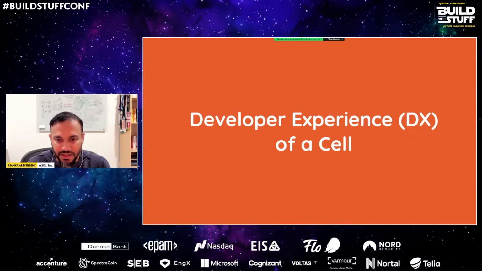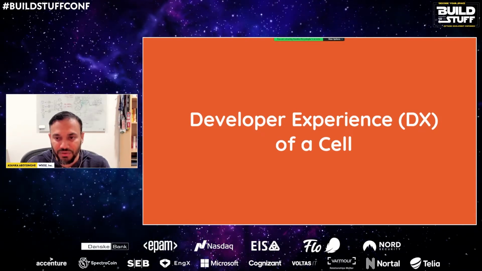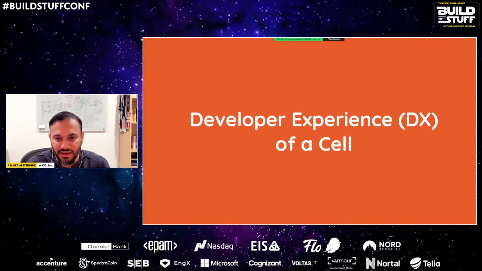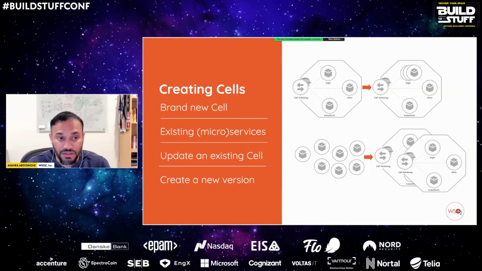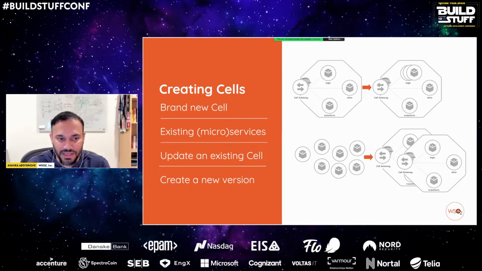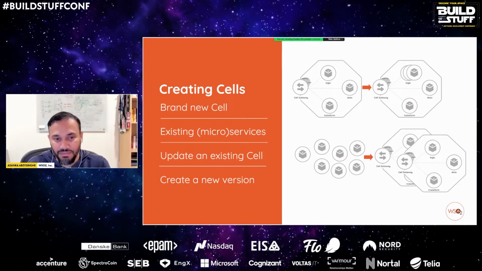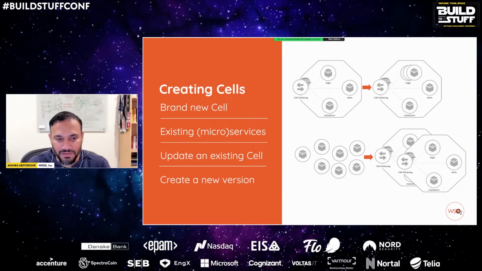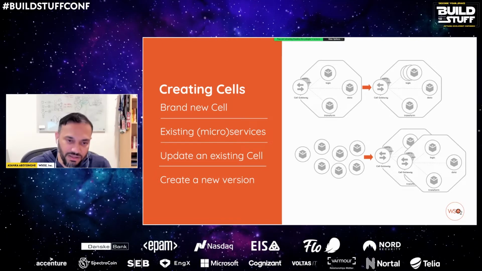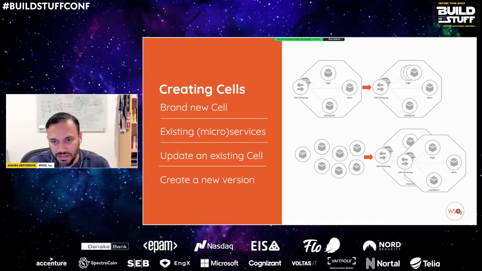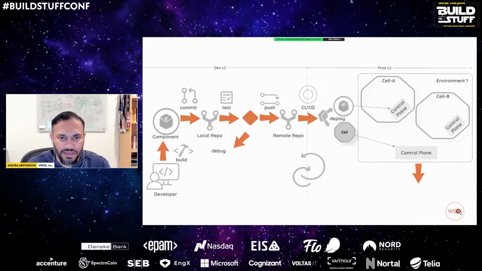Then the developer experience is very important, because what a developer likes to do is go through a particular cycle, and that's where productivity comes into the picture. A developer can do certain activities. They might create a brand new cell from scratch, or they might have the microservices already written and create a cell out of the existing microservices. They might update an existing cell, or create a new version of the cell, depending on the infrastructure capabilities that they have. So the life cycle of the developer will not change.